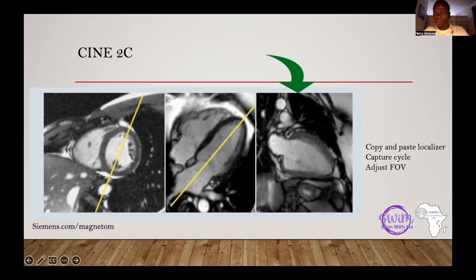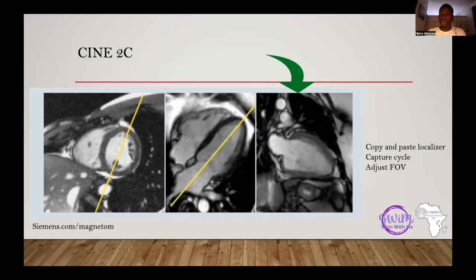All you just need to do here is to adjust the field of view. Basically, during cardiac imaging, we use a large field of view. Why do we use a large field of view? Because just like in radiography, a larger field of view gives a better spatial resolution. You understand? It gives a better spatial resolution.